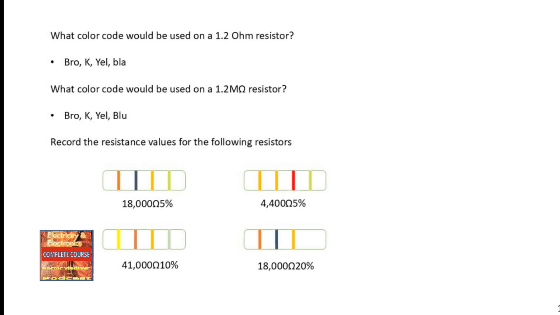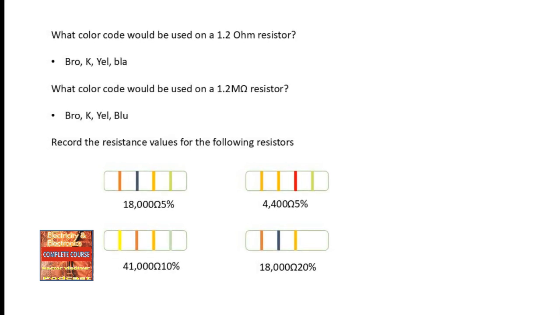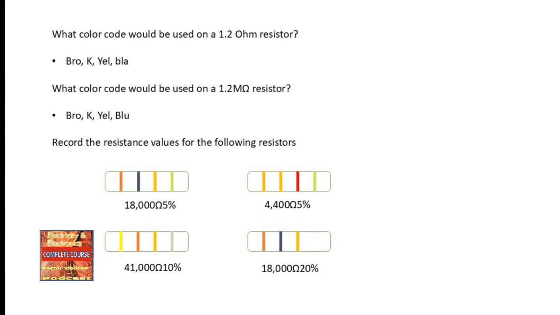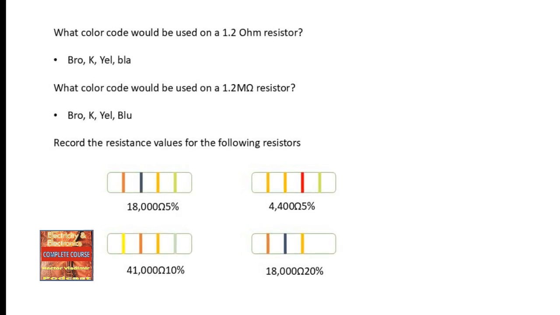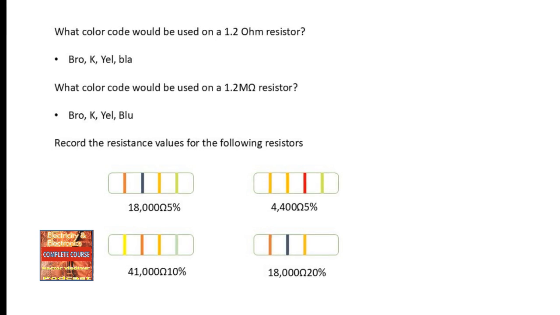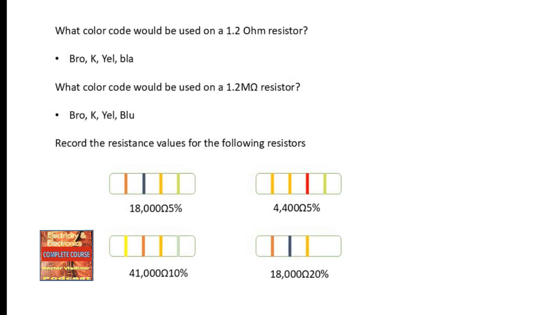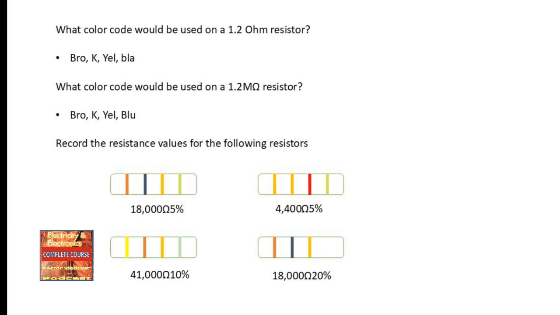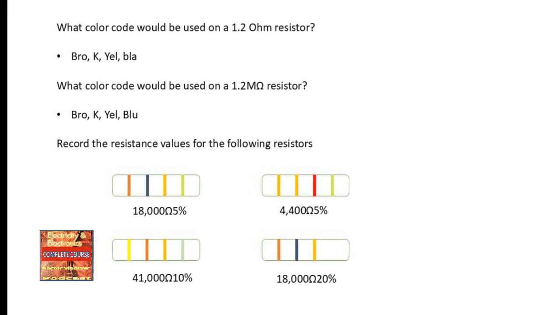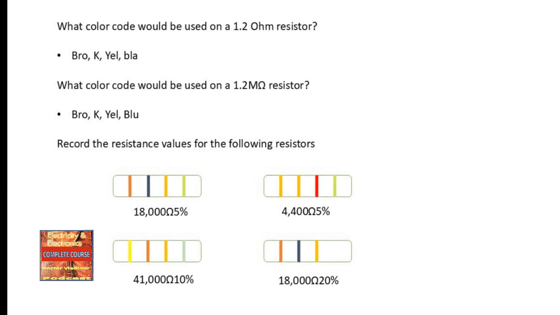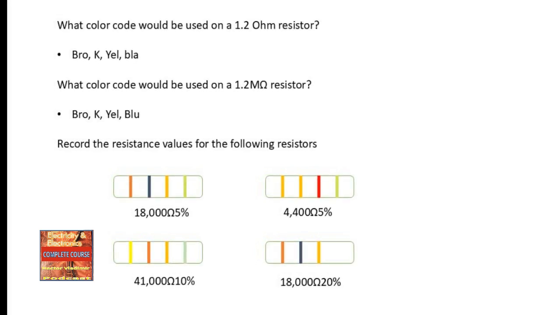Record the resistance values of the following resistors as shown. There are 4 resistors here. First resistor on the upper left is brown, gray, orange, and gold. First color, brown, represents 1. Second color, gray, represents 8. The third color is orange, and it represents the multiplier, which is in this case 1000, which is 18,000 in total. That is ohms, and the gold band represents 5% tolerance.